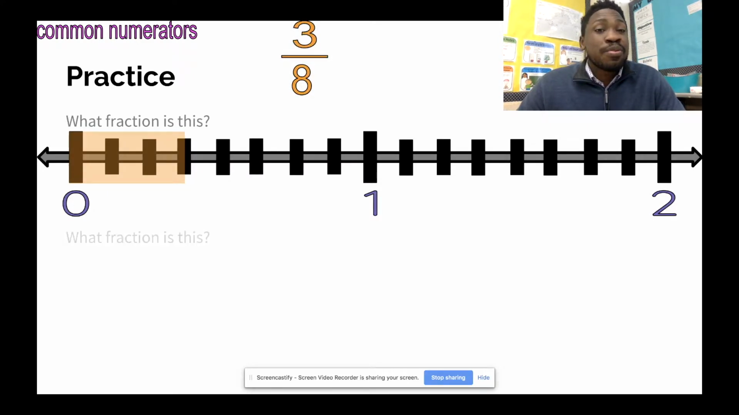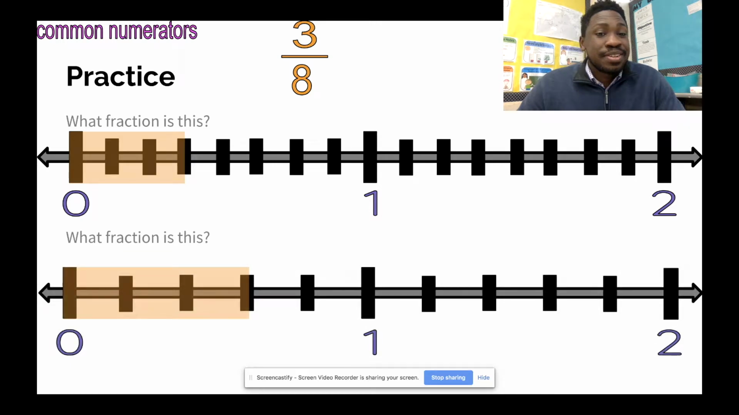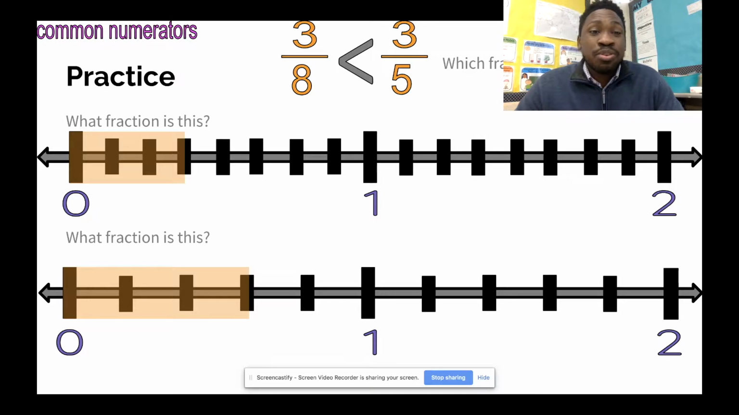All right, what fraction is this? 3/8. What fraction is this? 3/5. How will we compare 3/5 to 3/8? We would say 3/8 is less than 3/5, because this is 3/8 from right here, from here to here, and that's less than 3/5. This section is greater. So 3/8 is less than 3/5. Okay, keep that in mind. See if we can figure out a pattern.